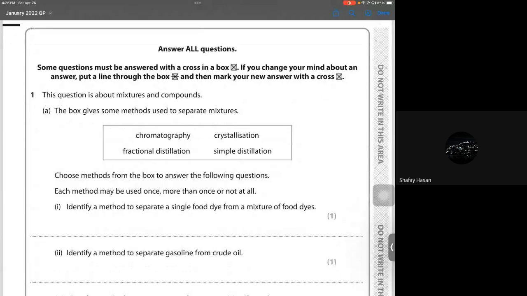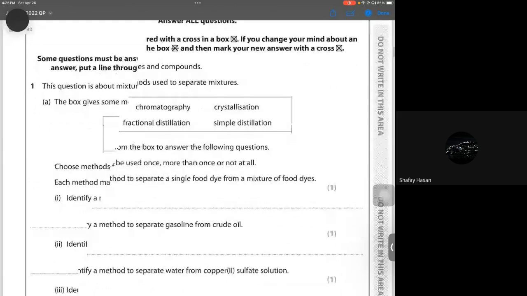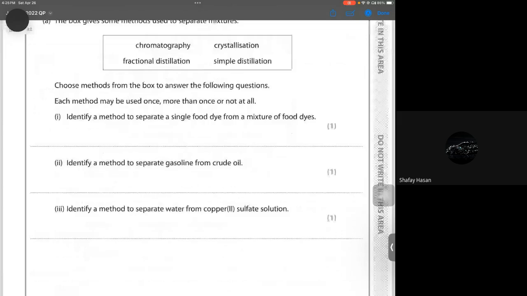or not at all. Identify a method to separate a single food dye from a mixture of food dyes. Of course, you can see that it's a food dye. Dye means it's a colored substance. So we can separate the colors through the technique that is called chromatography. So part A1 is chromatography.